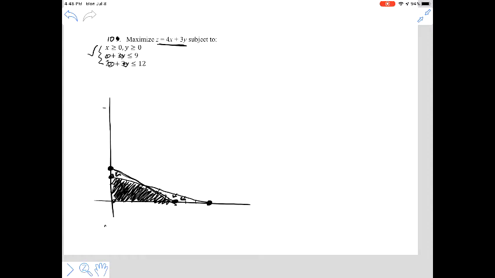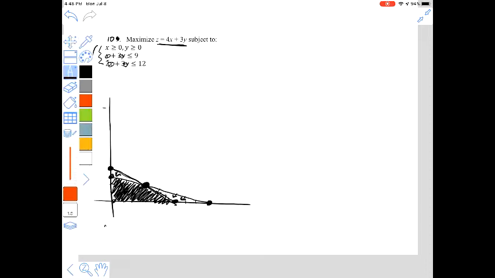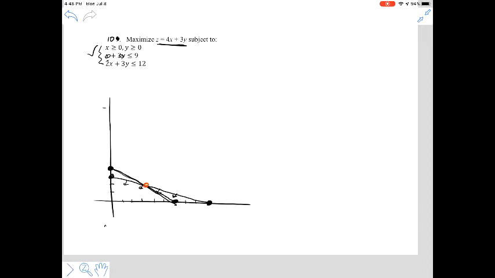Once we have that, the next step is to identify the vertices. Those are the corners of the feasible region. So let's try a different color here. I've got this red-looking color here to identify the vertices of my solution set, or the feasible region.